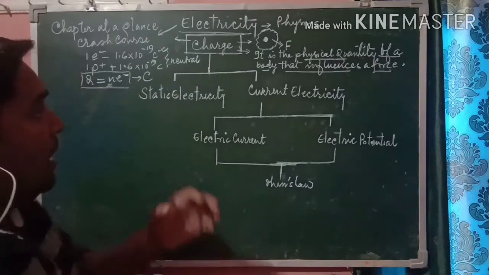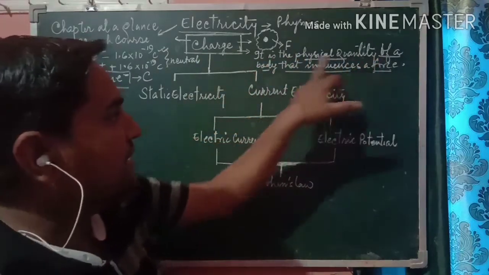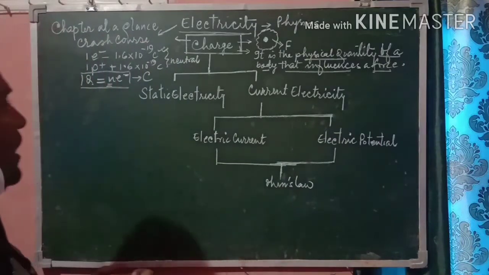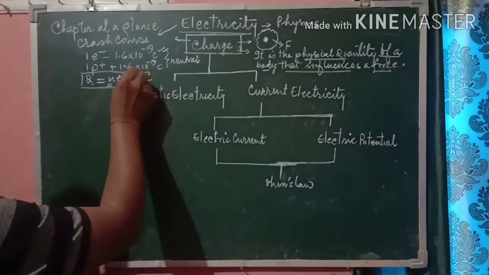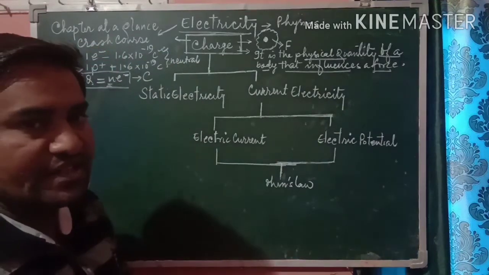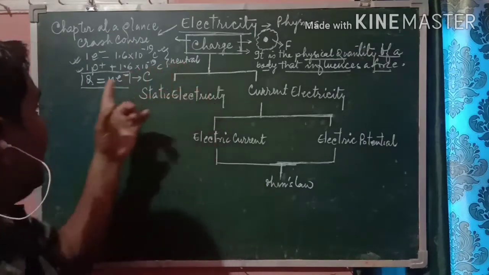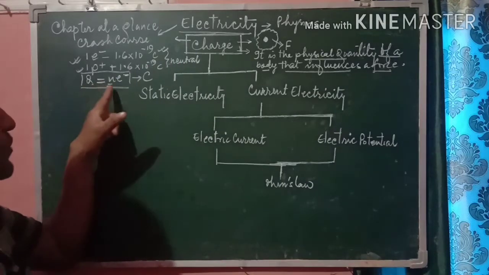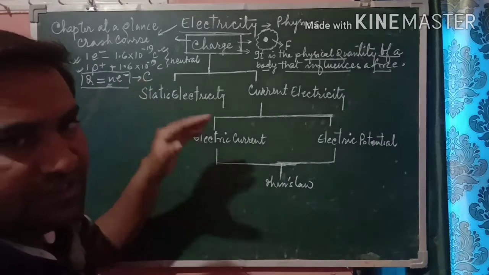Okay, students? So that is clear about the charge. What is charge? It is the physical quantity of a body that influences a force on other bodies. Charge is of two types, positive charge and negative charge. Positive charge is due to proton and negative charge is due to electron. Both the charges are of equal magnitude, hence an atom is neutral, and charge is expressed by the formula Q equals Ne, where n is the number of electrons, and its SI unit is coulomb.